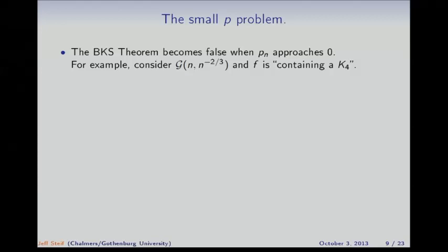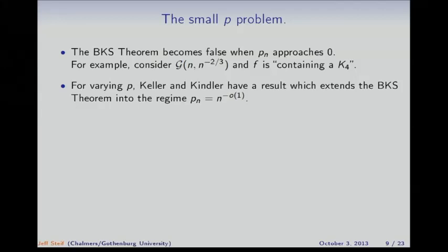So for varying P, there are results by Keller and Kindler. They have a result which extends the BKS theorem, and extends it in certain cases into the regime Pn equaling n to the minus little o of 1. So it can go to 0, maybe like 1 over log n, but it can't go like a polynomial.